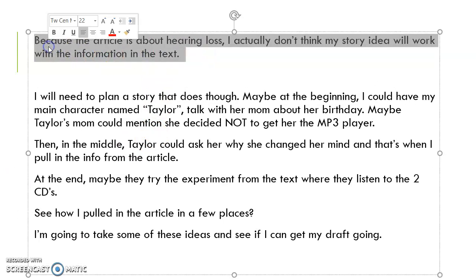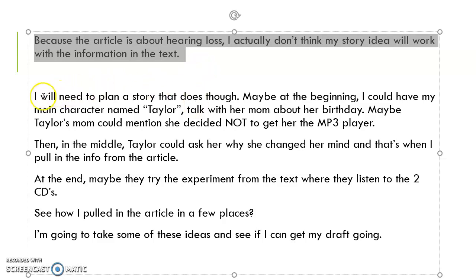Well, I'm realizing the article "High Volume" was all about hearing loss, right? It was about how listening to music really loudly can damage your ears. And I don't really think my story idea about this awesome birthday party is going to work with the information from "High Volume." So I might need to rethink my story. I think I'm going to need to plan a story that relates to this kid that wants the MP3 player. Well, maybe she doesn't get it because her mom knows that it's going to damage her ears.